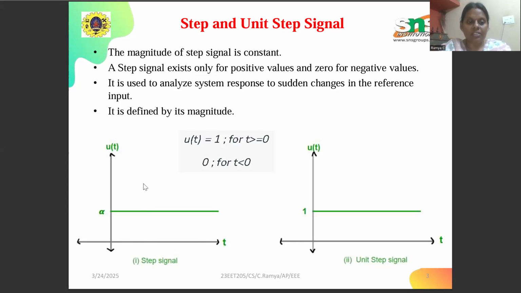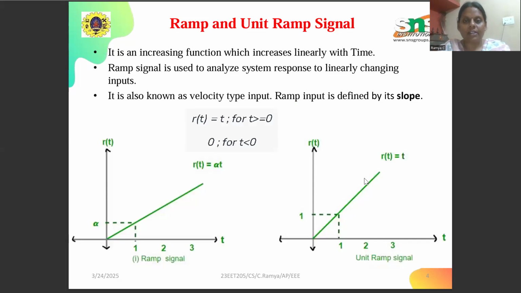The first graph represents the step signal. If t is greater than 0, the corresponding magnitude will have some constant value. Here we are representing it as A. For the second, we are concentrating on the unit step. So make this constant value 1, and this condition is the same for both the step and the unit step. Next one is the ramp signal as well as the unit ramp.